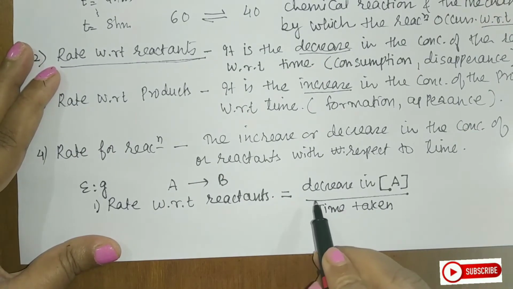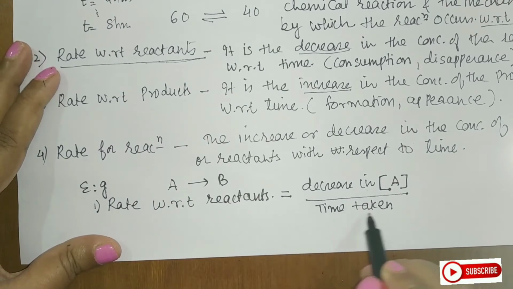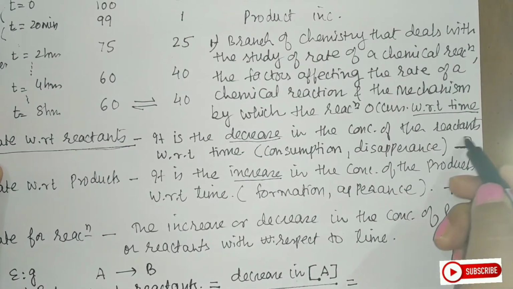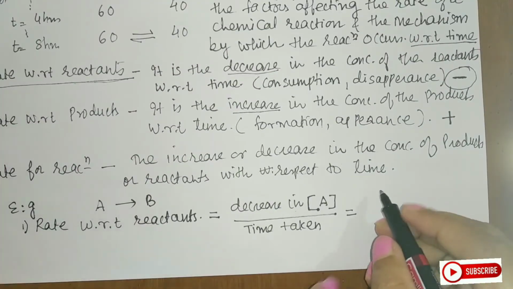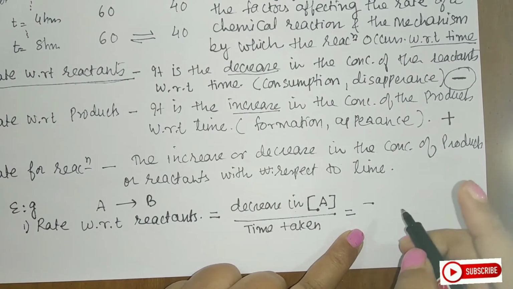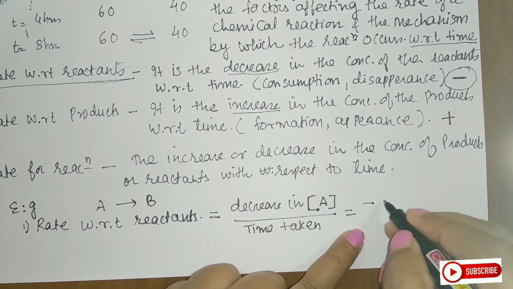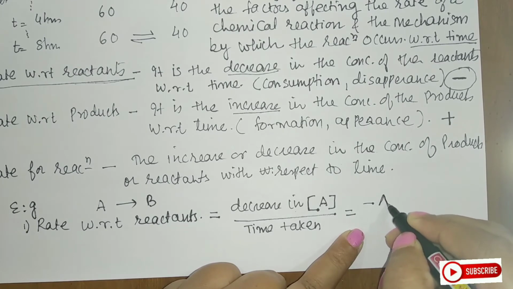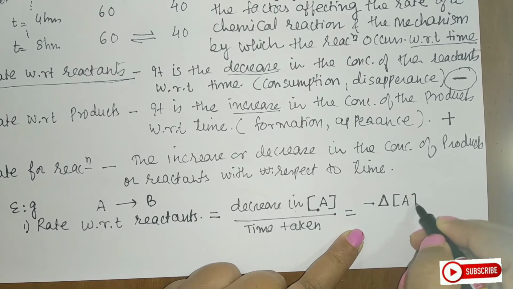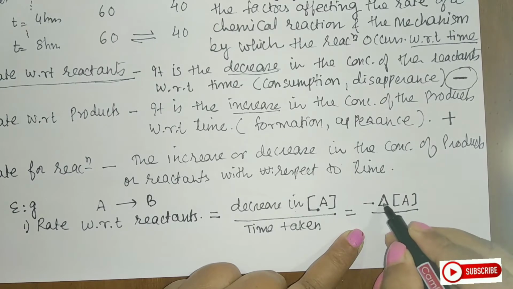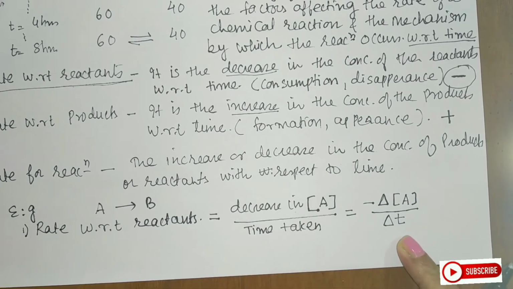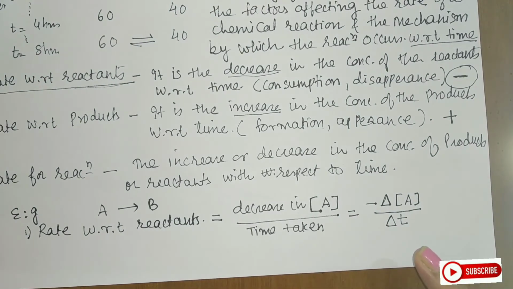Now all the time it is not possible to write the statements in this way, and therefore to indicate the decrease, we use a minus sign. So it will be minus, we use a delta or a d, which you will understand in the coming videos. Here I am taking average rate, so this is change in the concentration of A with respect to, the same sign I will use here, delta t. So this is how I will show the rate with respect to reactant.